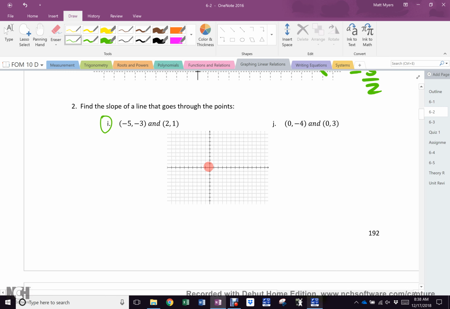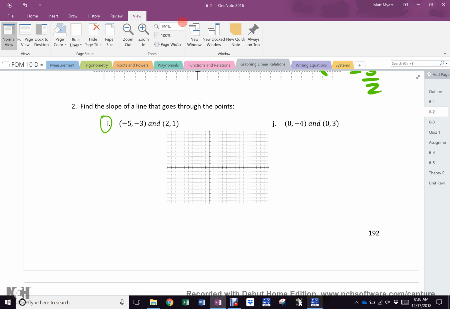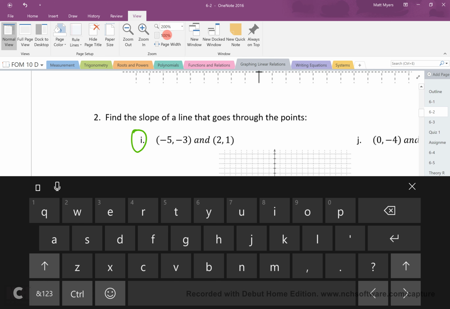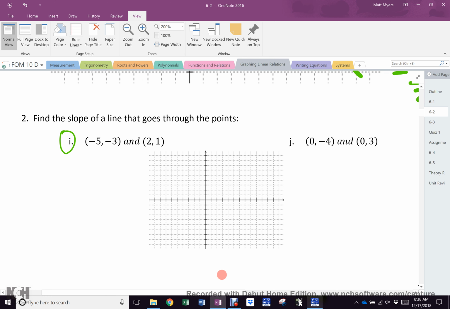Where is -5, -3? I'm going to zoom in on this to make it bigger. Bottom left quadrant. How do I get there, Zach? Left 5, 1, 2, 3, 4, 5, and then where? Down 1, 2, 3. Everybody agree? Okay, where's the second point going? Where's 2, 1? Okay, how do I get there? Right 2 and up 1.